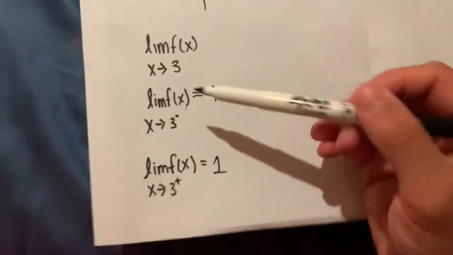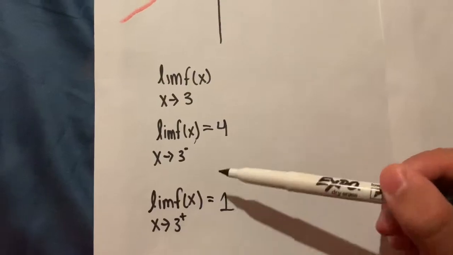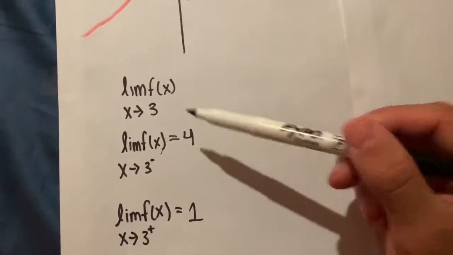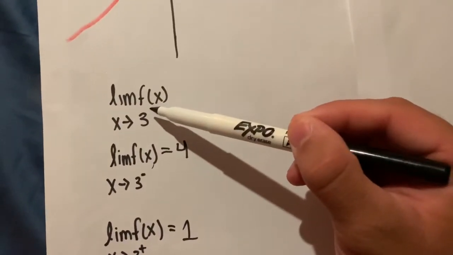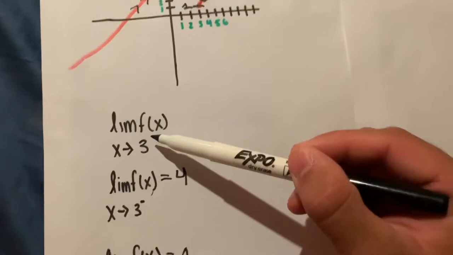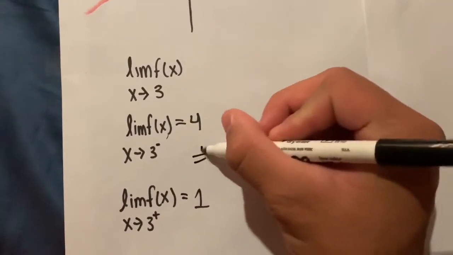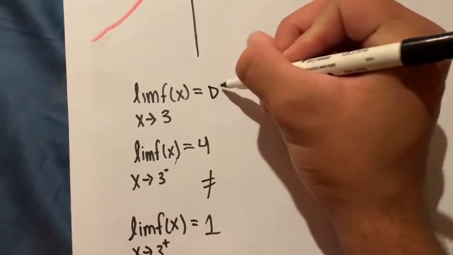Now, when we examine the limit of f of x from the left side and the limit of f of x from the right side, we notice that there are two different numbers here. So in that case, for the limit of f of x as x approaches 3, notice how there is no plus or minus sign, which would determine that we are examining both left and right. They do not equal each other. Therefore, the limit of f of x as x approaches 3 does not exist.